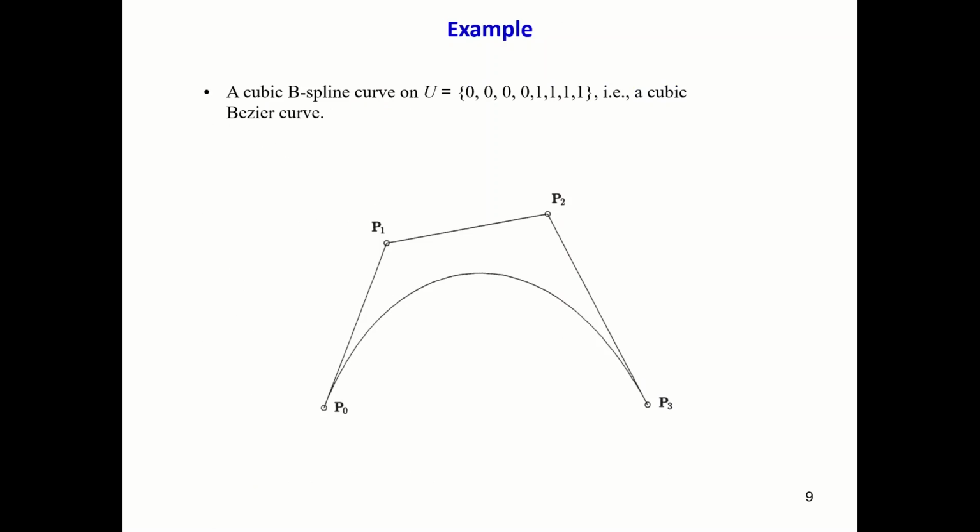Here is a cubic B-spline curve on the following parameters. Here in this example, this is a cubic Bezier curve.